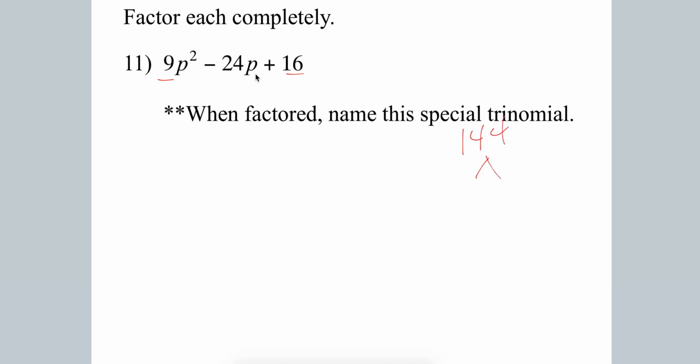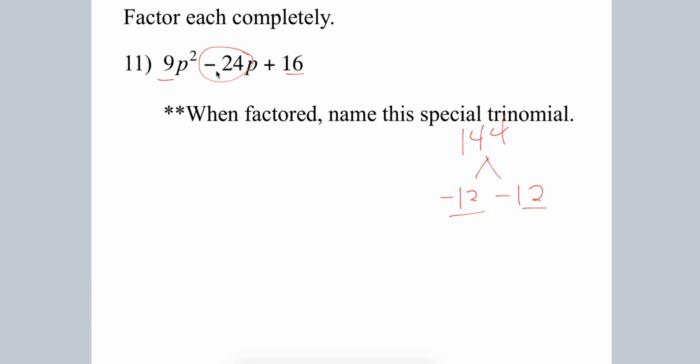So what I want to do is find two numbers that multiply to 144 that also add to negative 24. So think about if I have to multiply to a positive and add to a negative number, both of these numbers have to be negative. And then it's just a matter of finding out what they are. Off the bat, I'm thinking maybe negative 12 and negative 12.